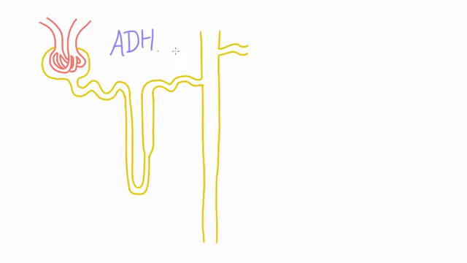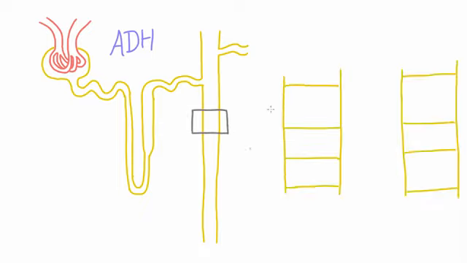So the main factor that controls how much water the kidney excretes is ADH. And now let's talk about how it works. The part of the kidney that ADH acts on is here. It's the collecting duct. So let's zoom in on a little piece of the collecting duct. So here's a zoomed in version of the collecting duct.